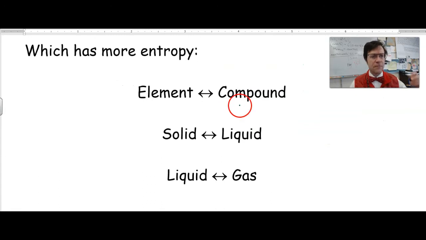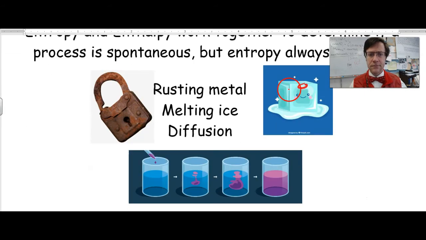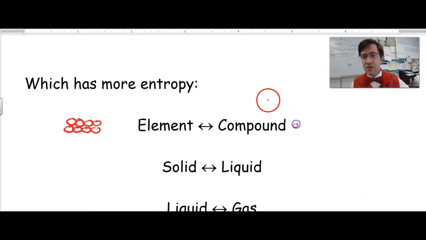So let's check this out. Which has more entropy, an element or a compound? Well, let's check it out. If we were to draw a particle diagram of an element, it would look like this, right? All the atoms would be exactly the same and they would just sit there. Or what if it was a compound? Now, the compound is going to look probably more like this. Here, maybe I'll go like this. I'll do a bunch of compounds there.